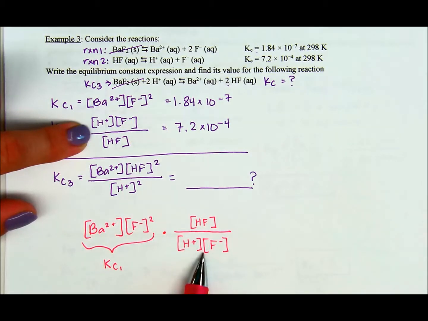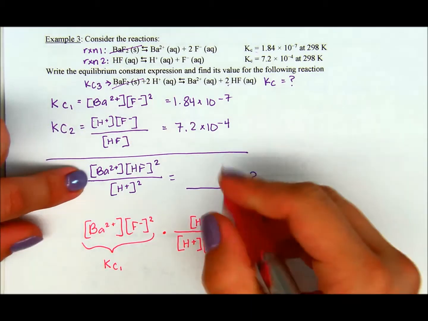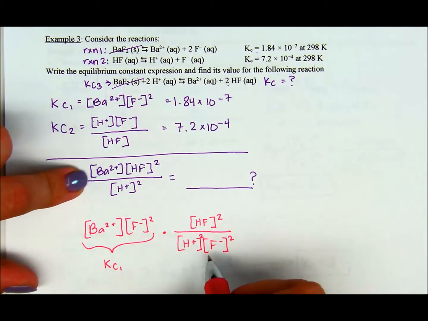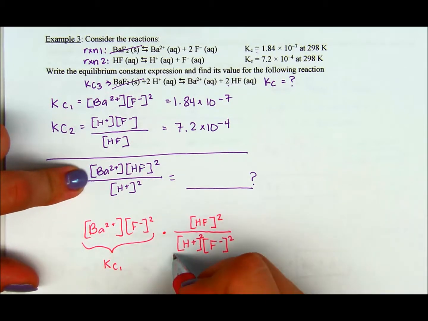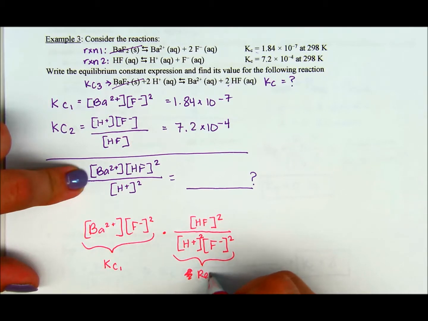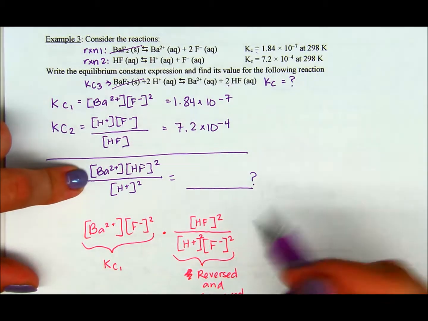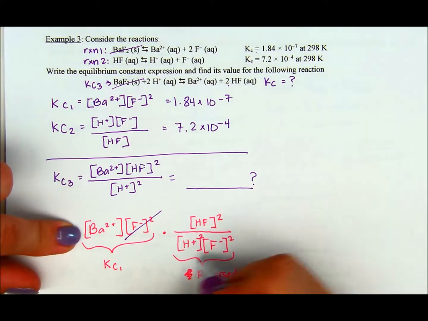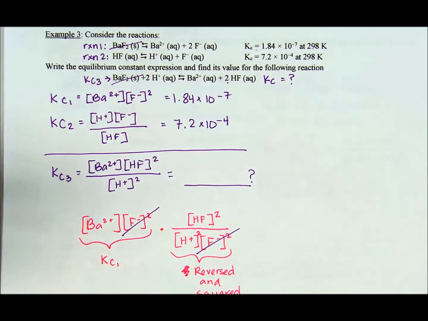So I'm going to take this whole thing, and I'm going to square it. So whatever I do to one thing, I need to do to everything in the reaction. So I'm going to square everything. So that looks pretty good. So what did I do to this reaction? I flipped it, or well, reversed, and I squared it. So here I did this now because my fluoride squared is going to cancel my fluoride squared in the denominator over there.